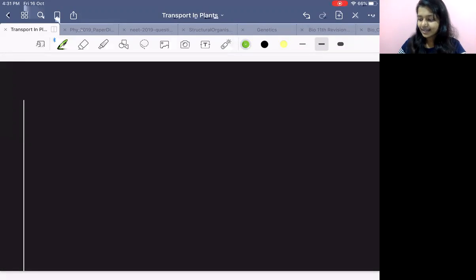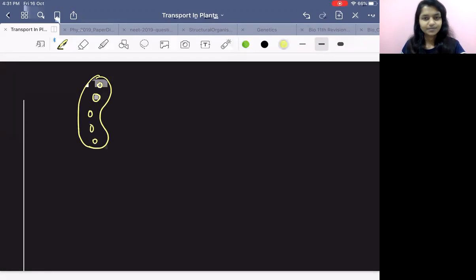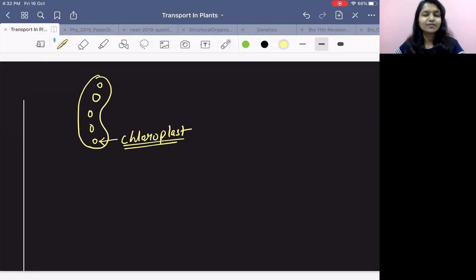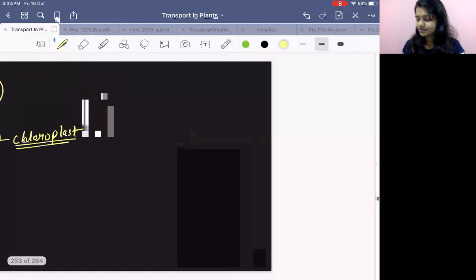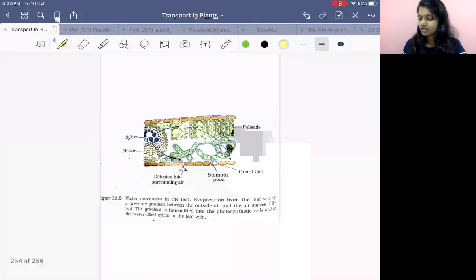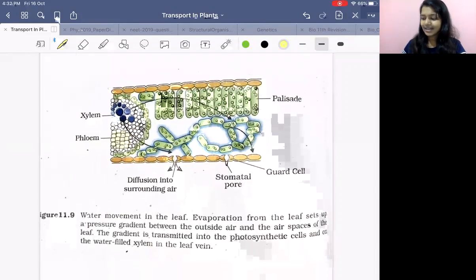You know this, right? In the guard cells, you also have chloroplast. If this is a guard cell, you also have chloroplast in the guard cells. Please keep this in mind. That's why it is different from subsidiary cells. Subsidiary cells will not have chloroplast. Guard cells will have chloroplast. Clear?